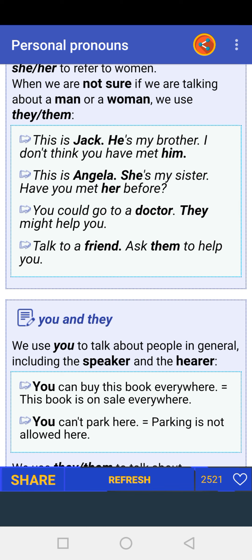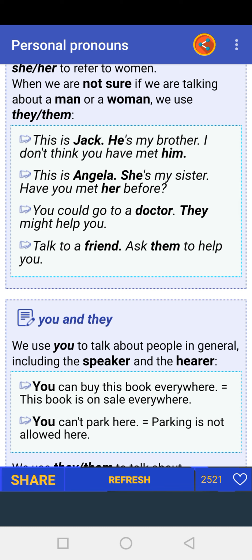Now we have: you could go to a doctor. They might help you. So with a doctor, we don't know if it is a woman or a man. We should use they because we don't know the gender of the doctor. So here we use they because we don't know the gender.